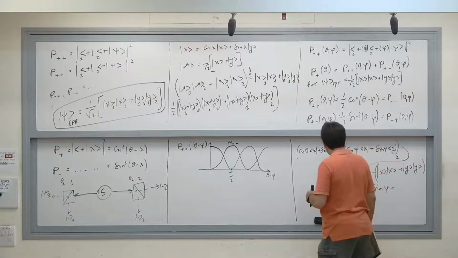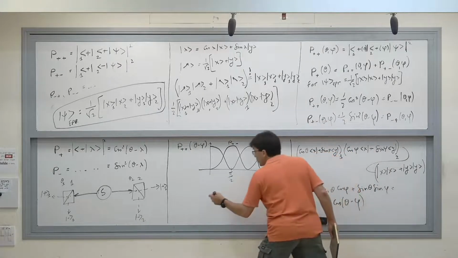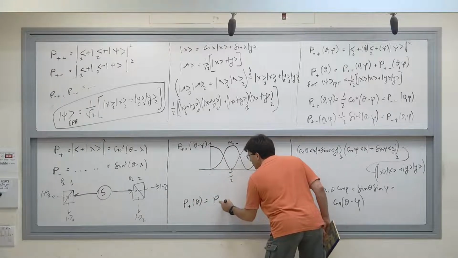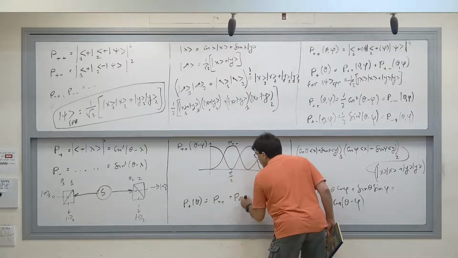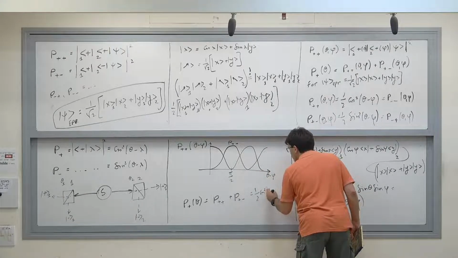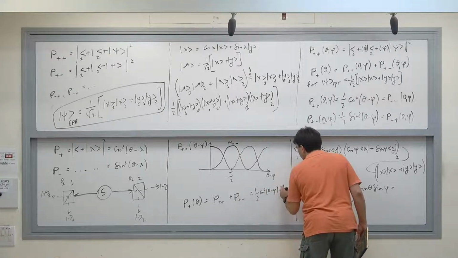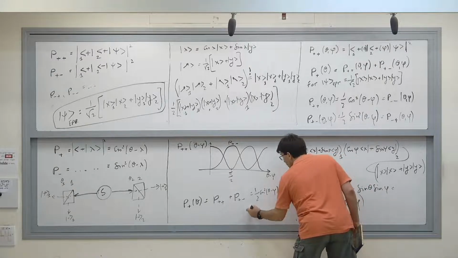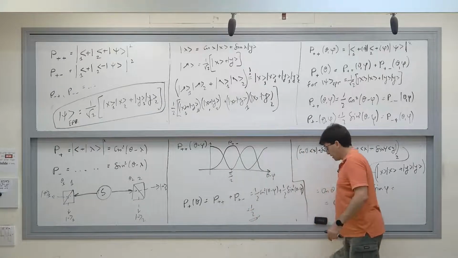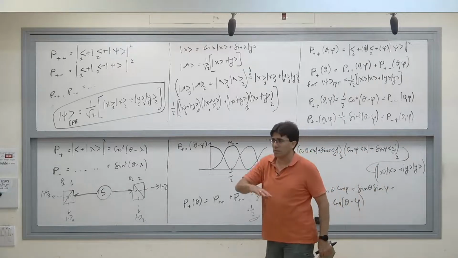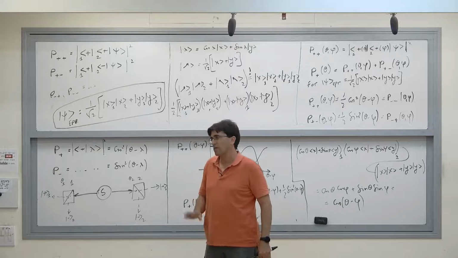Now let me define. And you can make sure, another thing that is important, if you remember what is p plus of theta. That was p plus plus plus p plus minus. What is that? This is half cosine squared theta minus phi plus half sine squared theta minus phi, which is half. So if you ask what's the probability of detecting a plus, no matter at which angle you put your first polarizer, you don't care about what came out on the other side, that's half. It's always half.